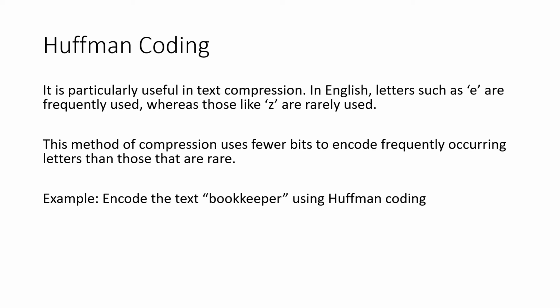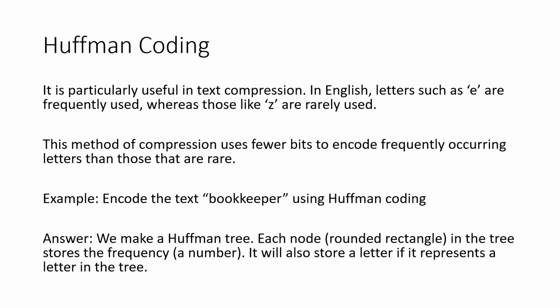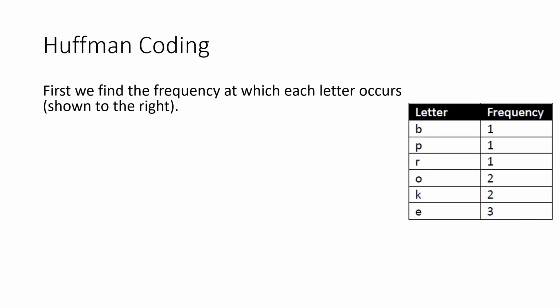Let's do an example here. Bookkeeper. We're going to create a Huffman tree, where every node, a rounded rectangle in this case, stores the frequency of that particular value. And if there's a letter in there, we'll also have a letter. Let's break this down a bit. First of all, find the frequency of each of those letters. So we know there's one B in that string, there's one P, there's one R, there's 2 O's, 2 K's, 3 E's.